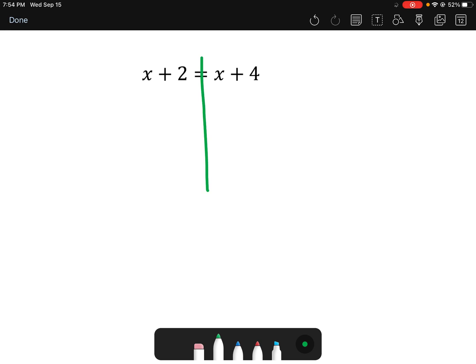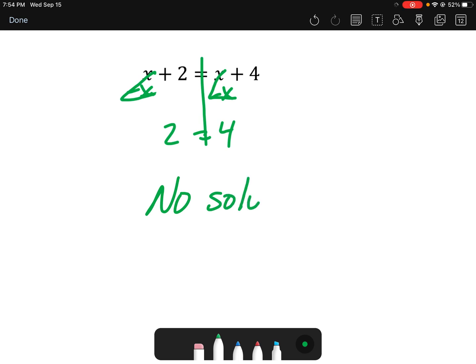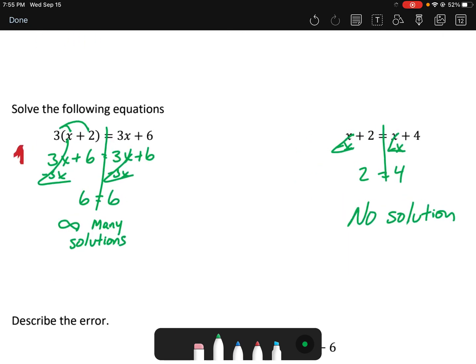For this one, when I subtract x from both sides to get them on the same side, they cancel each other out. I'm left with 2 is equal to 4. 2 does not equal 4, though. That's not a true statement. 2 and 4 are very different numbers. So in this one, my answer is no solution. There's no value for x that I can get that both sides would be equal.